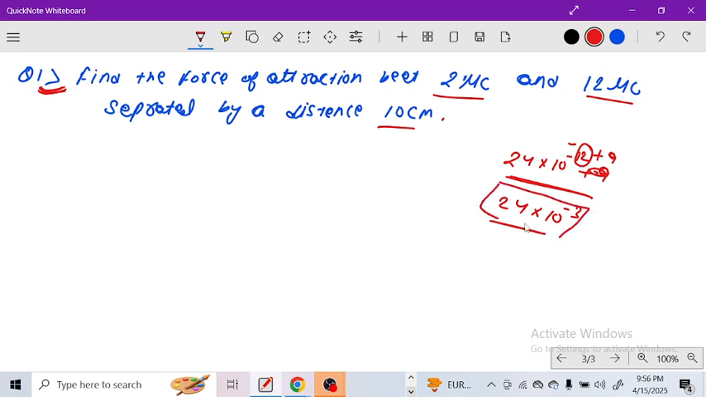So 216 into 10 raised to negative 1, sir. Good. 10 raised to negative 1. If we take the negative 1, we can write 21.6. Yes, this will be your answer.